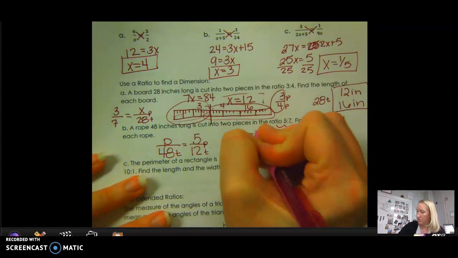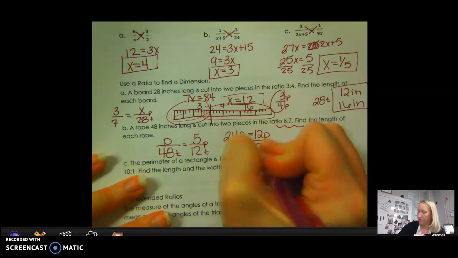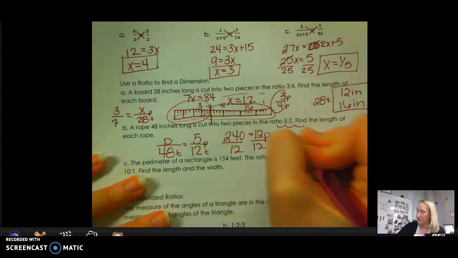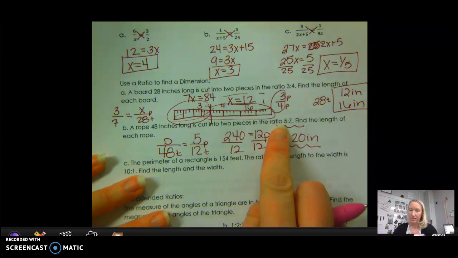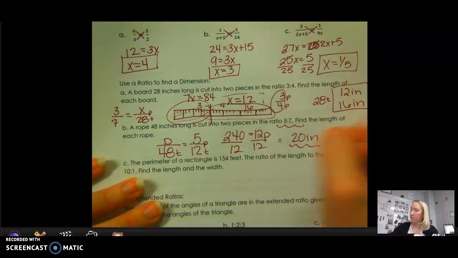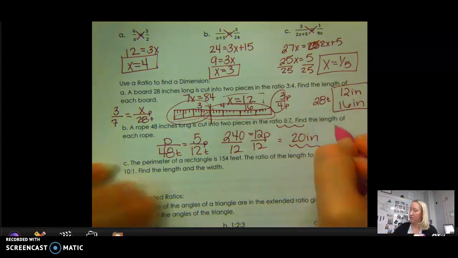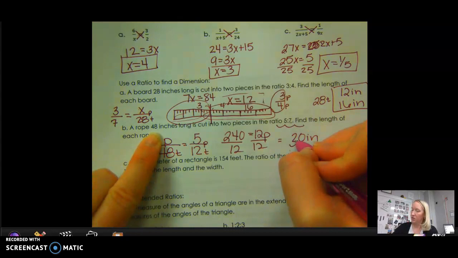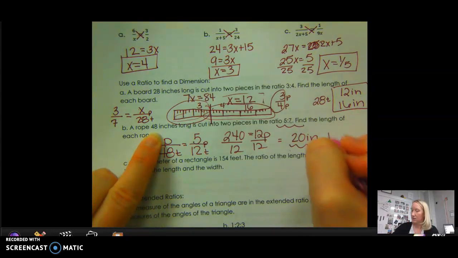And 12 times p is 12p. I'm going to divide by 12, and I get 20 inches. So that means my 5 piece would get 20 of the 48 inches. That would mean that for the 7 piece, I would do 48 minus that 20, which gives me 28 inches for that 7 piece.